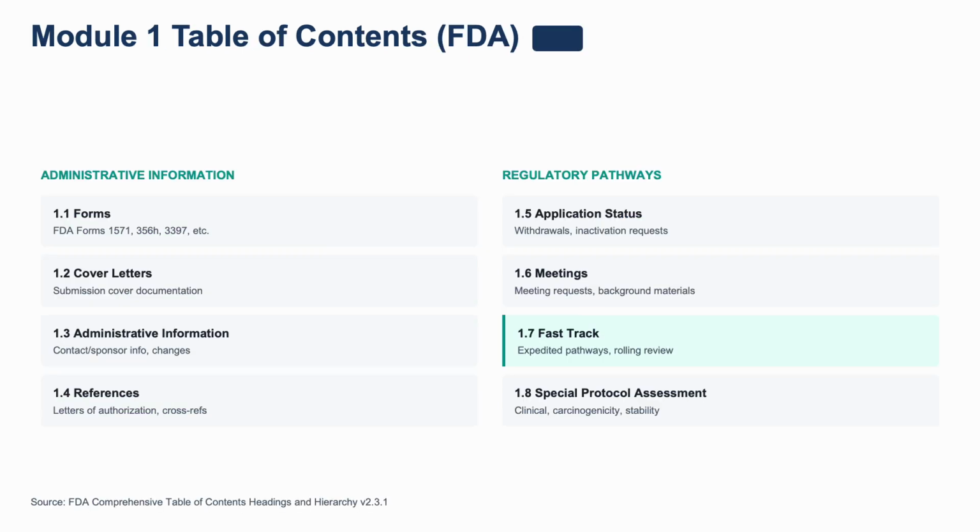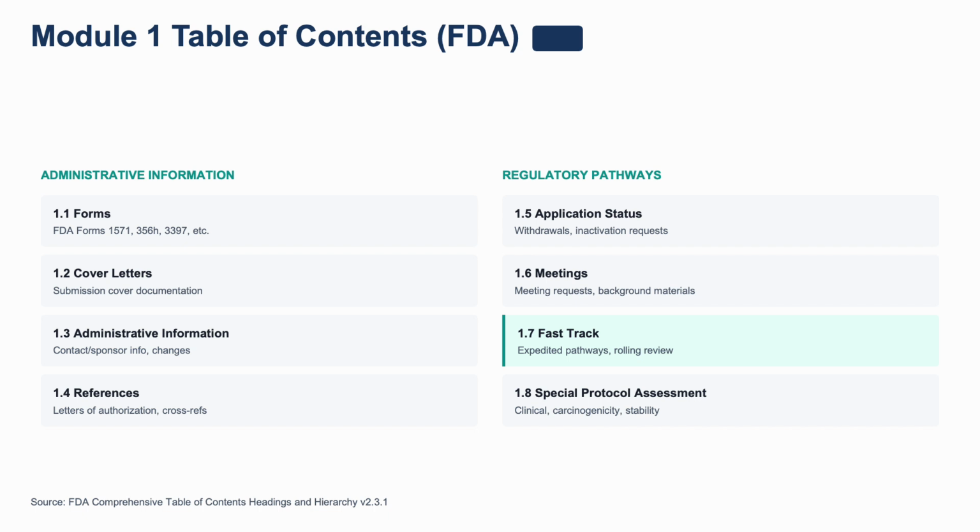For FDA submissions, the Module 1 Table of Contents follows a specific structure defined in the Comprehensive Table of Contents Headings and Hierarchy document, version 2.3.1. Section 1.1 covers all required forms including FDA Forms 1571, 356H, and 3397. Section 1.2 is for cover letters that introduce and contextualize your submission. Section 1.3 contains administrative information including contact and sponsor details, and any changes to address, agent, sponsor, or transfer of obligations.